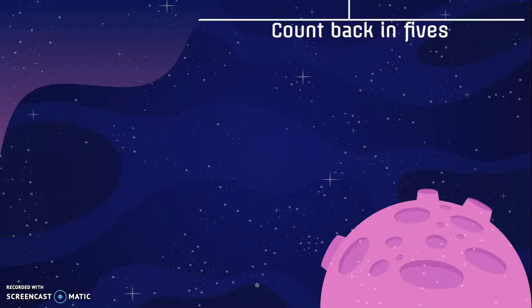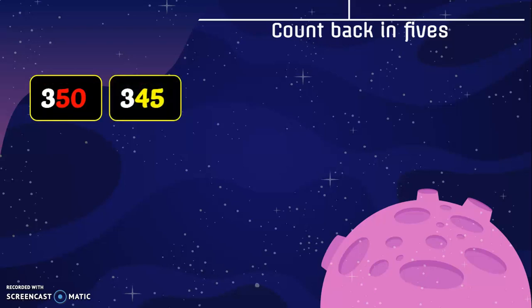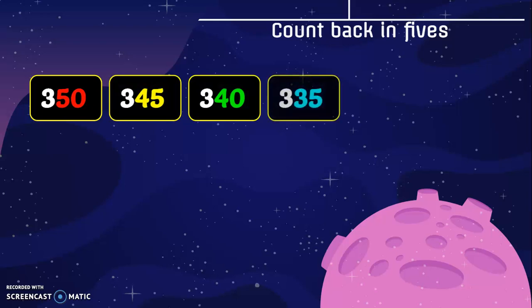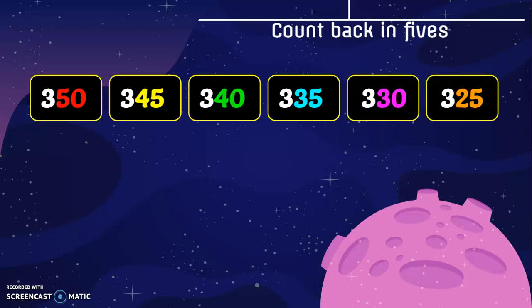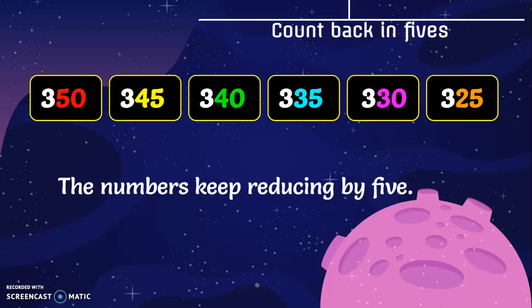Next, count back in fives. I have here 350, 345, 340, 335, 330, and 325. Look at this colored number here. From 50 to get 45, you have to minus 5. From 45 to get 40, you have to minus 5. Thus, we said that this number sequence is count back in fives, or the numbers keep reducing by 5.